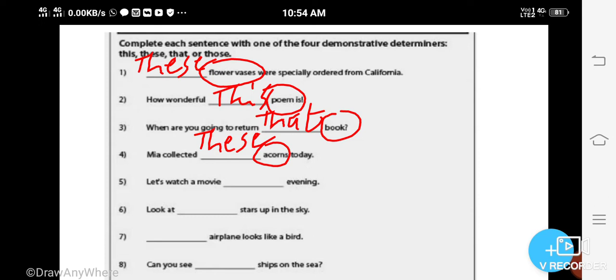Let's watch a movie dash evening. Evening is in the singular form. So let's watch a movie this evening.